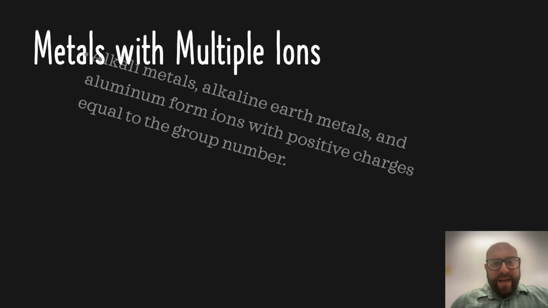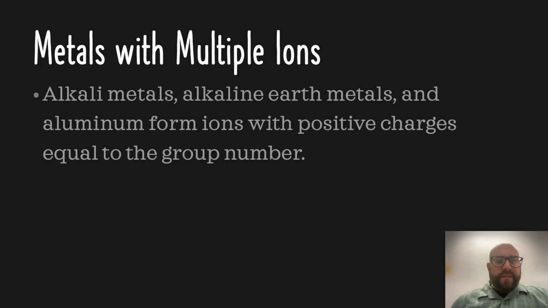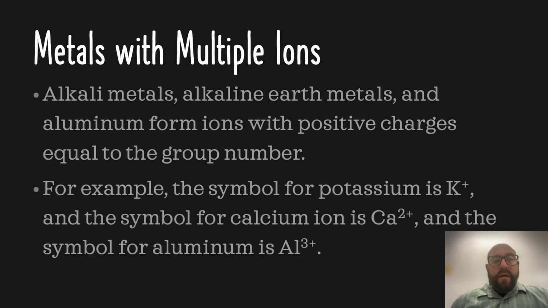Metals with multiple ions. Alkali metals, alkaline earth metals, and aluminum form ions with positive charges equal to the group number. For example, the symbol for potassium is K+1, the symbol for calcium is Ca2+, and the symbol for aluminum is Al3+.